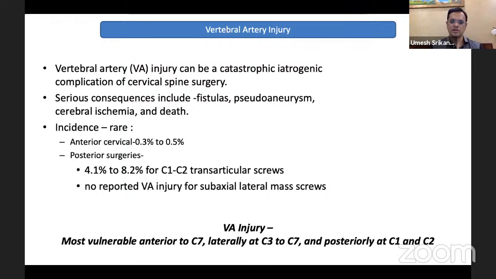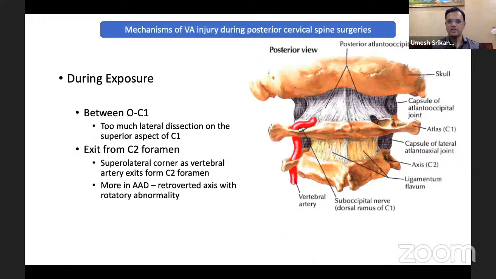In posterior surgery, the most common incidence is encountered in a C1-C2 transarticular screw, which is around 4 to 8%. However, there is no reported vertebral artery injury for a lateral mass screw, which is considered quite safe as far as vertebral artery injury is concerned. Most vulnerable are the anterior approach at C7, the lateral part of C3 to C7, as well as posteriorly at C1, C2.